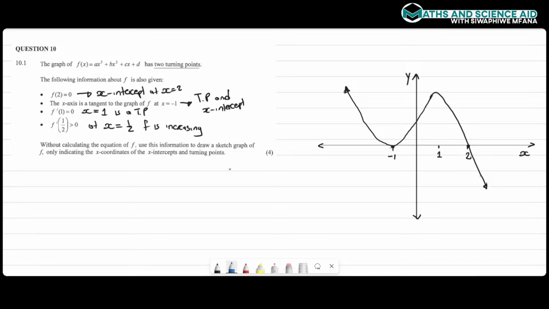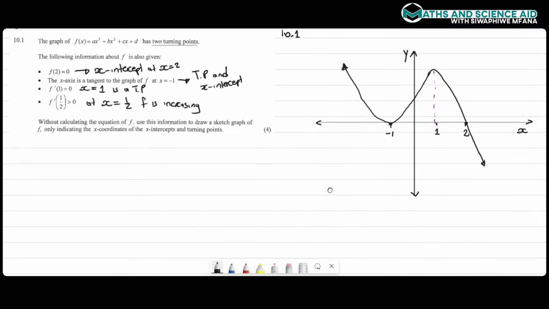And so yeah, that's pretty much how the shape of this graph should be. And they say we must only indicate the x-coordinates of the x-intercepts and the turning points. So we have absolutely done that, and we would get all of these 4 marks. So that is how amazing this question is. Very interesting. You are just given information about this cubic polynomial. You need to be able to interpret this information to deduce how the graph of the function should look.